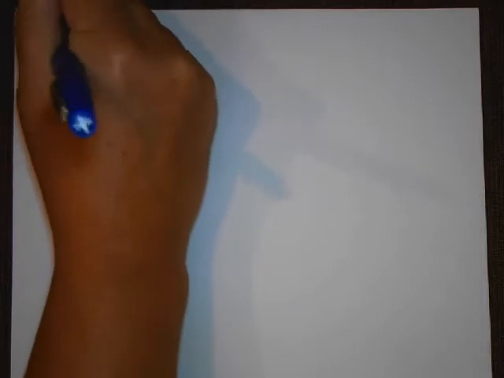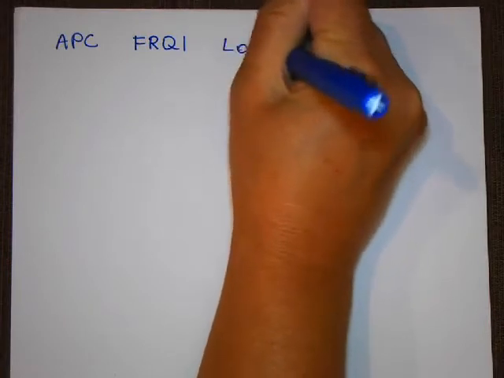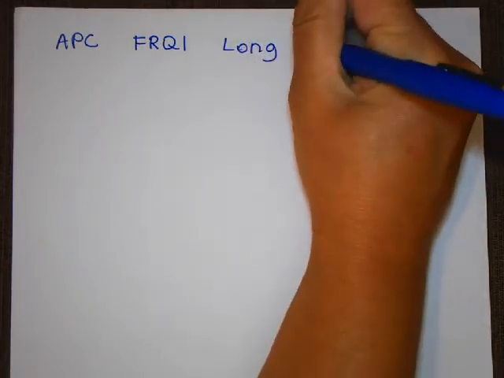Okay, what we're going to talk about today is AP Physics C Mechanics, the 2020 exam that you're going to be taking online. And today we're going to concentrate on FRQ number 1, which they're calling question 1, and they're calling this the long free response.